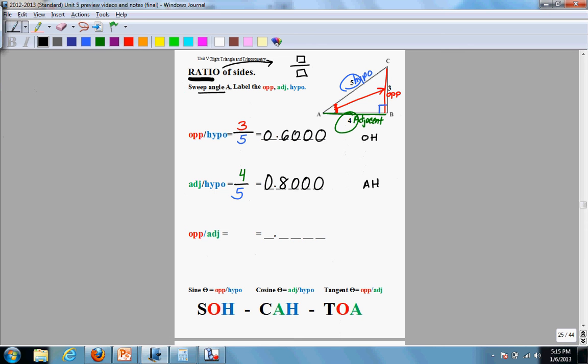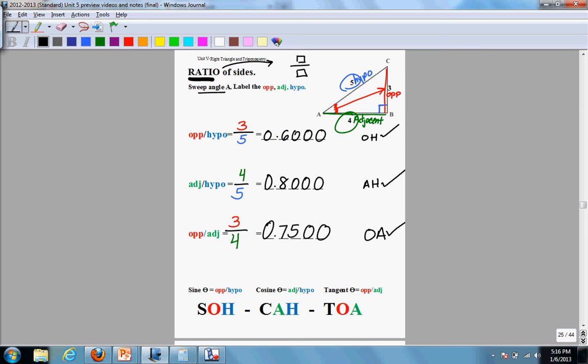Now the last one, we're going to do opposite over adjacent. That's going to be OA. So our opposite again is 3. Our adjacent is 4. And you shouldn't need a calculator for this. 3/4 of a dollar is 0.75 or 75 cents, so 0.7500. So what we have found, we've taken the sides of a right triangle and we've made various ratios or fractions. We've done opposite over hypo, adjacent over hypo, and opposite over adjacent.